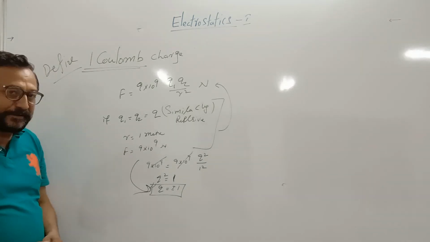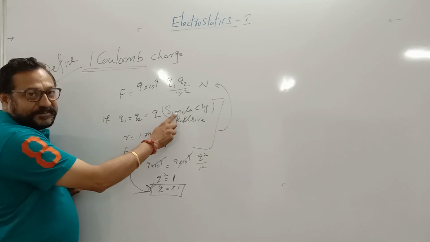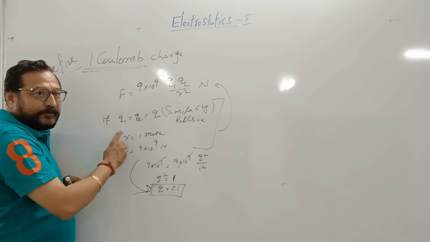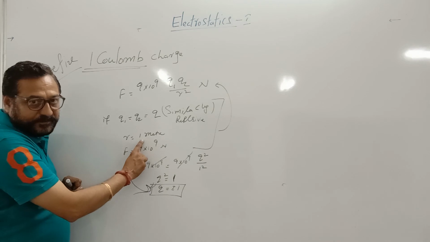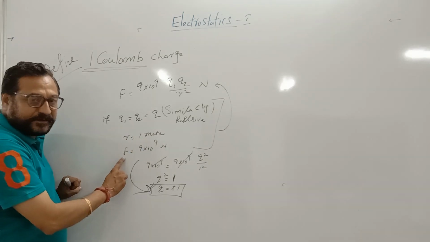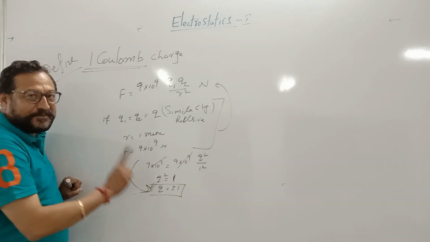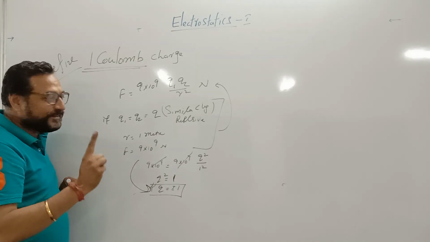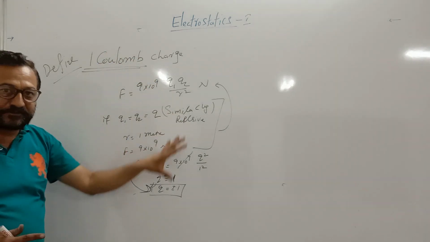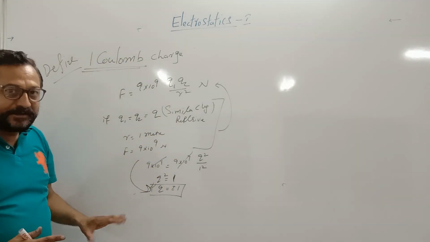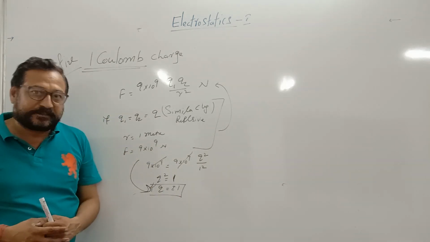I repeat again, please see. When two equal and similar charges, because they are similar, are kept at a distance of 1 meter and experience a force of repulsion of 9 into 10 to the power 9 Newton, then each charge is called 1 coulomb charge. This is the definition of 1 coulomb charge, and we define it on behalf of this one. Another part related to that topic we will discuss in the next part. Okay, thank you.